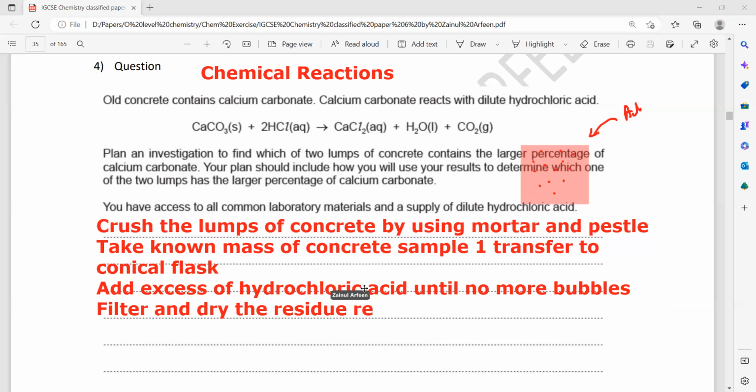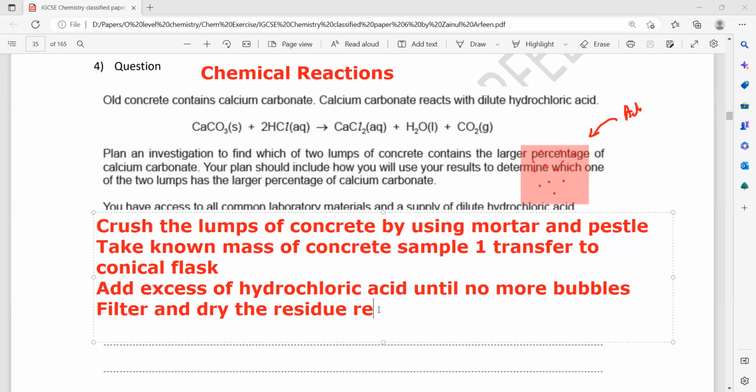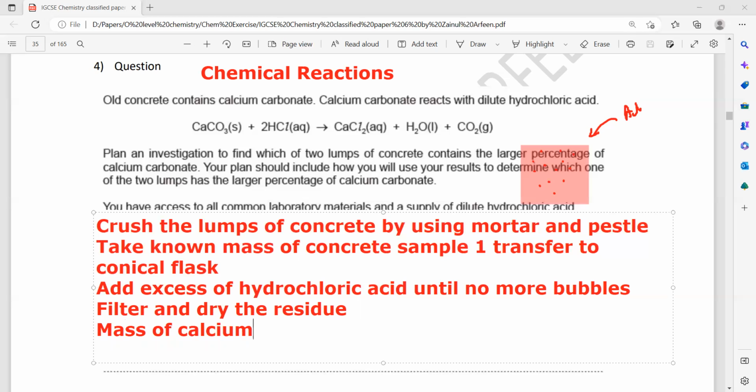So add excess hydrochloric acid until no more bubbles are there, and filter and dry the residue. Then what will the mass of calcium carbonate be? The mass of calcium carbonate will be equal to the mass of concrete minus the mass of residue.